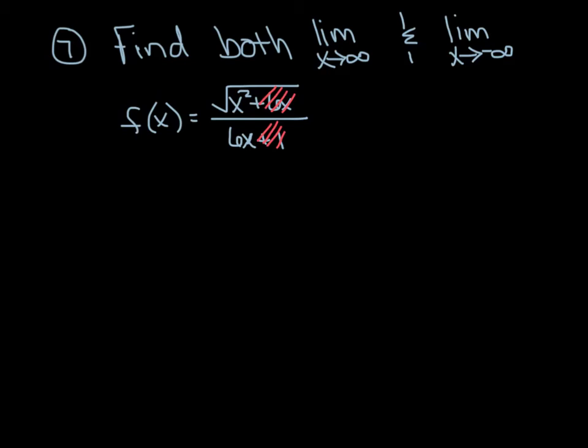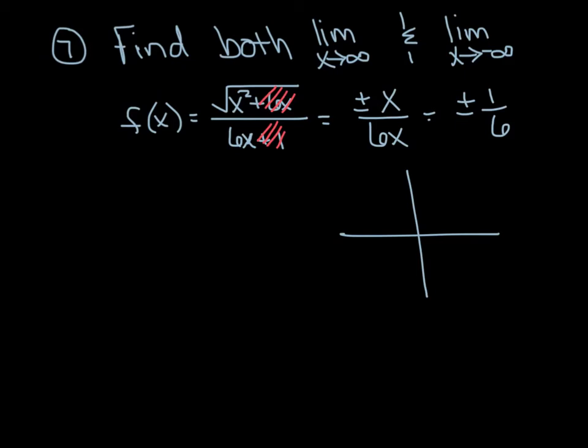As we simplify this function, we're going to get plus or minus x all over 6x. And of course, that simplifies to plus or minus 1/6. So we know there's a horizontal asymptote at 1/6 and another horizontal asymptote at negative 1/6. But which one's which? If there's an asymptote here and one here, we're trying to decide, does the graph go like this, or does the graph go more like this? That's our challenge that we're going to try to figure out right now.